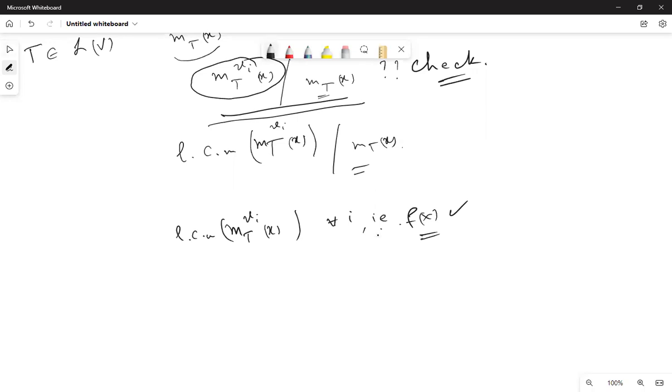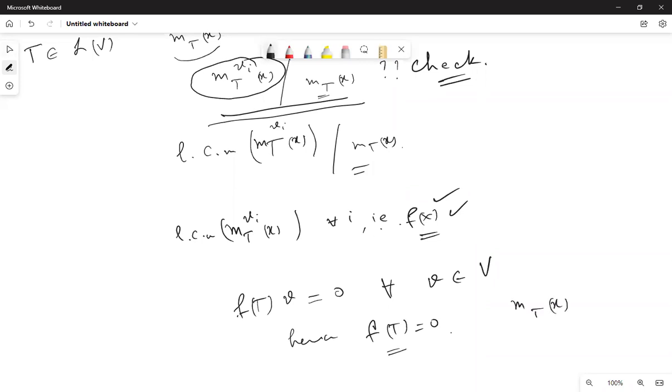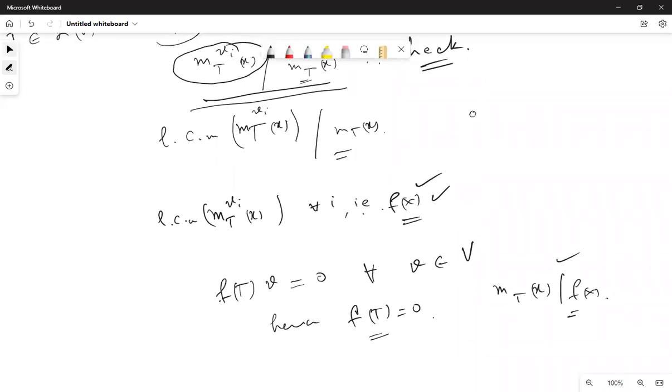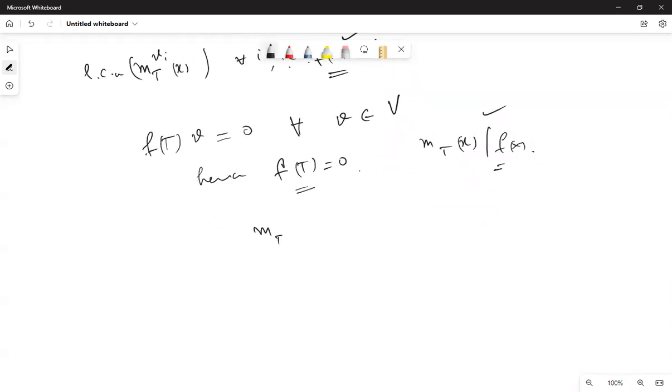This LCM, if this is fx, then f of t of v is 0 for all v's in V, and hence ft is 0. And if ft is 0, then MTX would divide fx. On one side it is dividing MTX, on other side it is dividing fx. So MTX is same as fx.